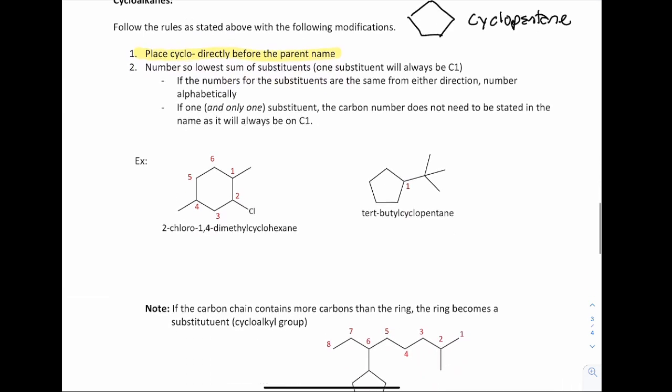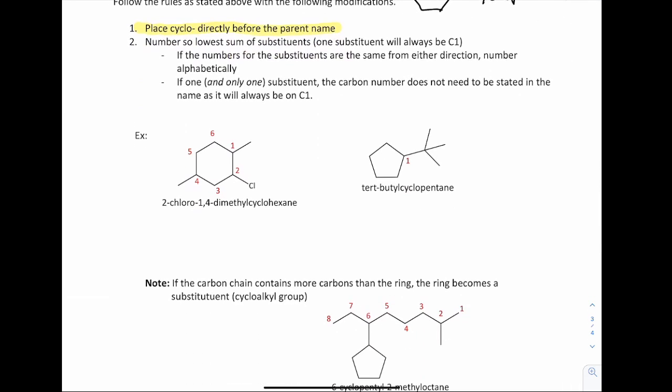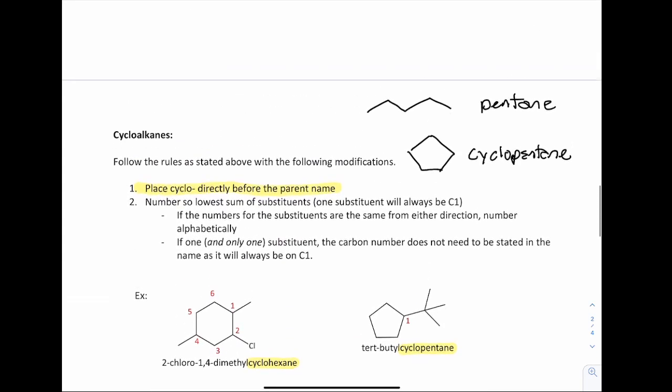If I go down and look at these couple examples that I have, right? I have 6 carbons in a ring here. I have cyclohexane. Here I have 5 carbons, the next one, cyclopentane. So cyclo is going to go right before the parent name.